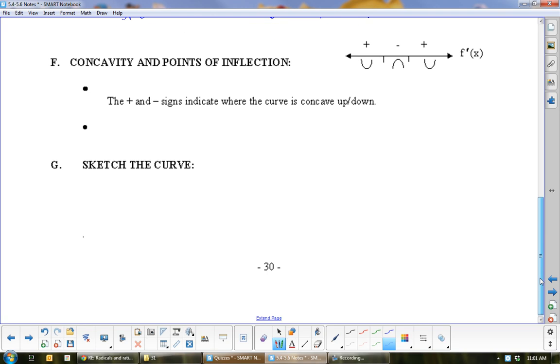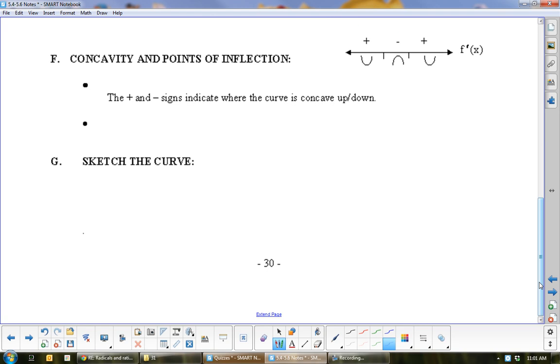Okay, after you've done all that, we want to talk about concavity and points of inflection. So when f double prime of x equals 0 or does not exist. Again, the plus and minus signs indicate where the curve is concave up and concave down. And you want to state the coordinates of inflection points.